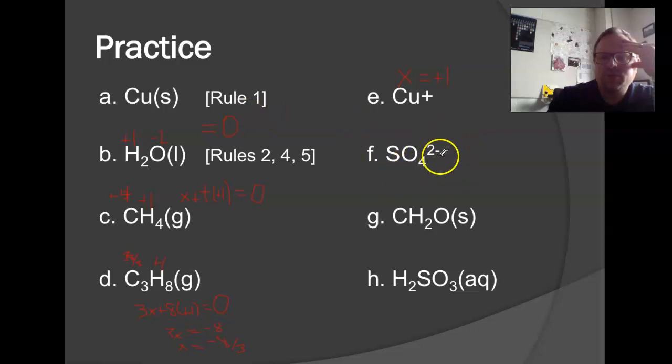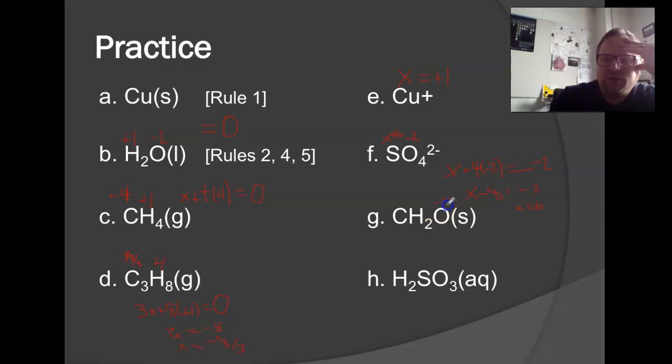Let's jump up to the sulfate ion. Same kind of idea. Oxygen, part of a compound or an ion, unless it's a peroxide or paired with fluorine, is minus 2. Sulfur we don't know, so we'll assign it x. So this is x plus 4 times minus 2 equals negative 2. So x minus 8 equals negative 2, so x is equal to 6. So this becomes an oxidation number of positive 6.